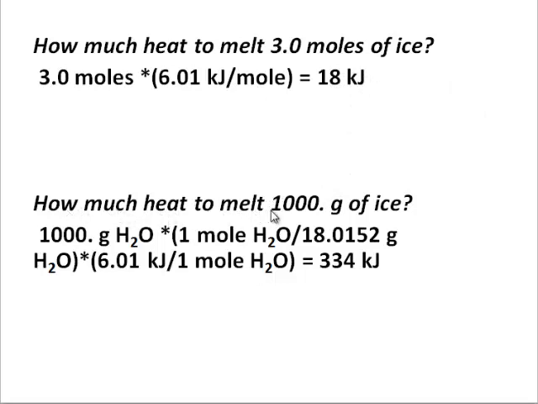If we have 1,000 grams of ice, we take 1,000 grams, first multiply by a conversion factor to convert from grams to moles. 1 mole over 18.0152 grams. Grams cancel, we're left with moles of water. That's multiplied by 6.01 kilojoules per mole of water. Again, the coefficients in the balanced equation are 1. And the answer is 334 kilojoules.